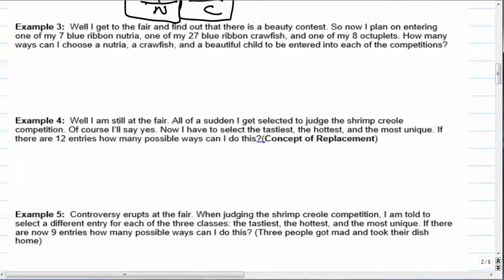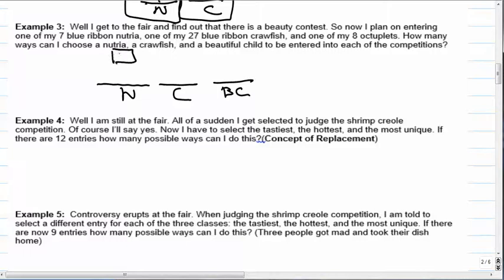Again, you can stop the video. I get to the fair. Now, there's a beauty contest going on. I plan on entering one of my 7 blue ribbon nutria, one of my 27 crawfish, one of my 8 octuplets. How many ways can I choose a nutria, a crawfish, and a beautiful child to enter into the competition? Well, step 1. What I need to do? Pick a nutria. Pick a crawfish. Pick a beautiful child.